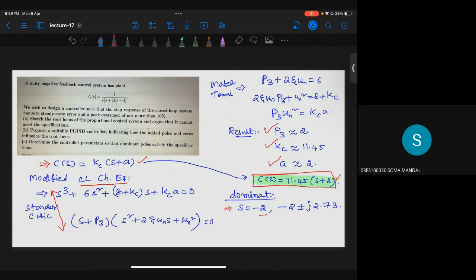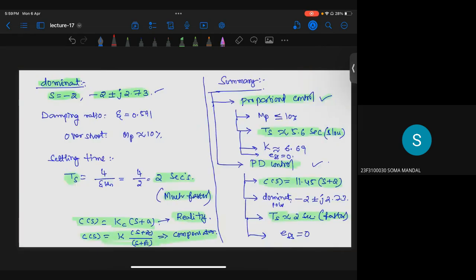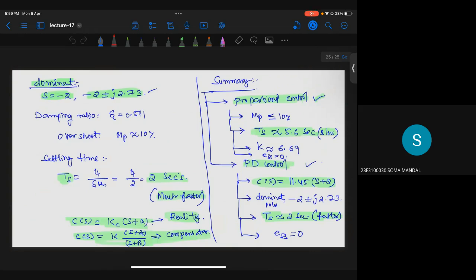-2 plus or minus j2.73. With these dominant poles, you'll have the damping ratio, and you'll have overshoot this much. Now the settling time is 2 seconds. Previously, the settling time was 5.6 seconds. Correct? Right? Yes, sir.